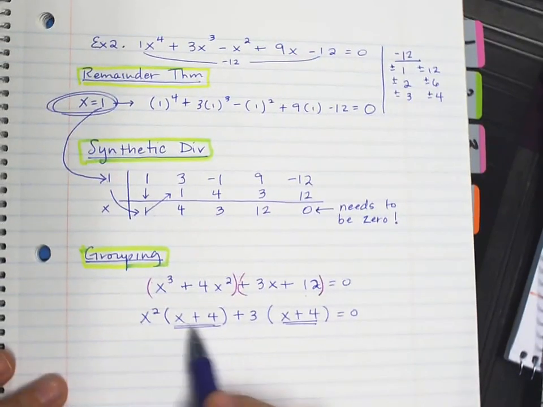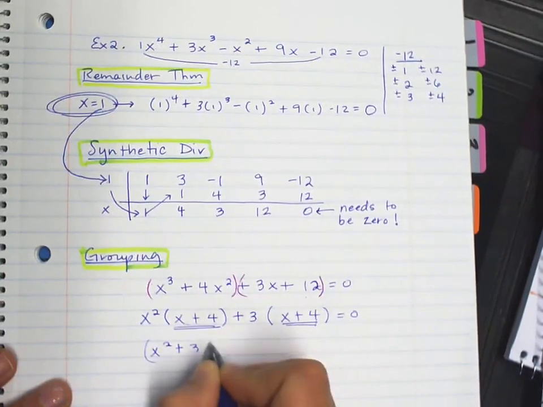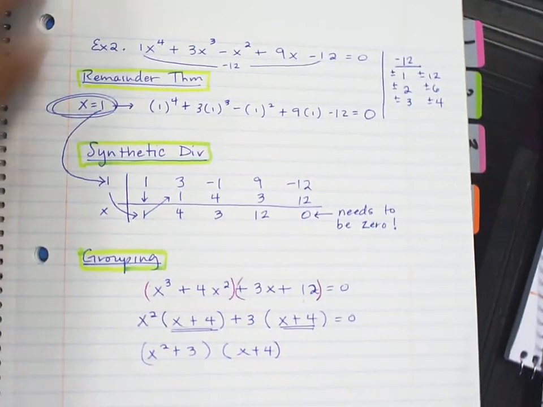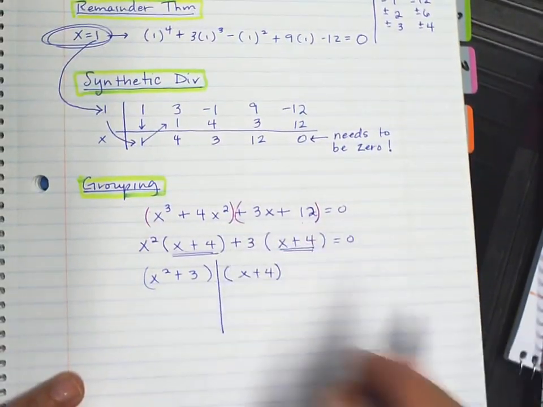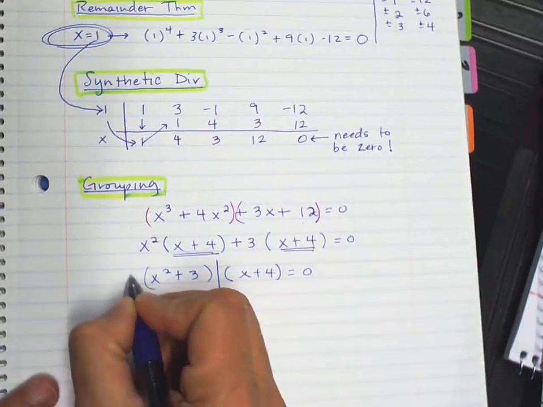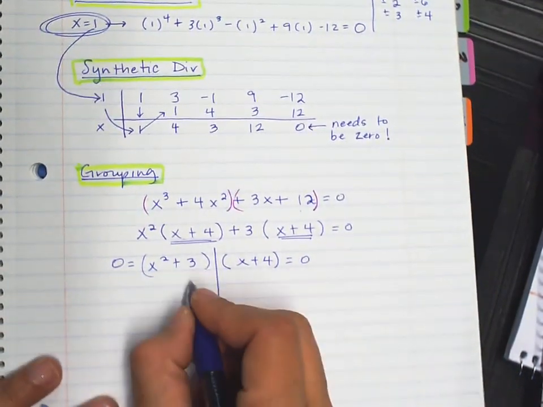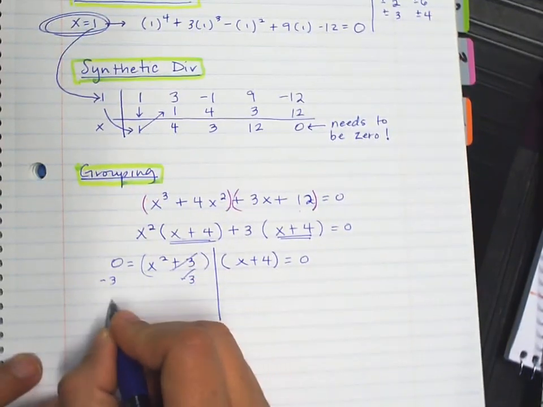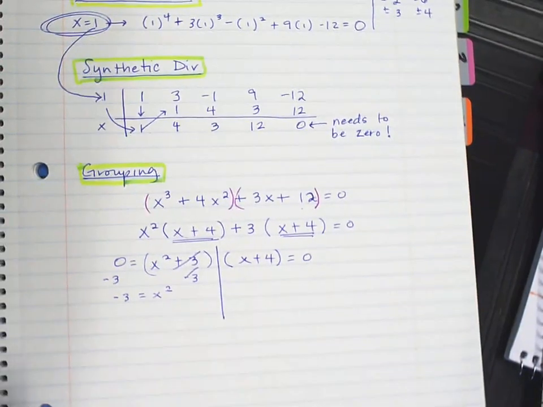All right, so they match. So I have x squared plus 3 times x plus 4. And what's my next step? Set them equal to 0. So I'm going to subtract 3. So I have negative 3 equals x squared. And then what's my next step?